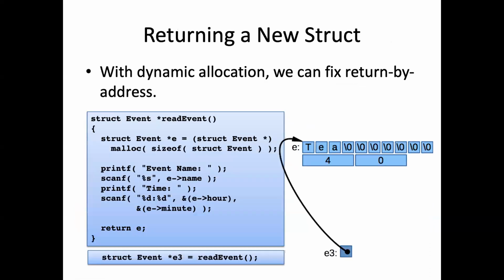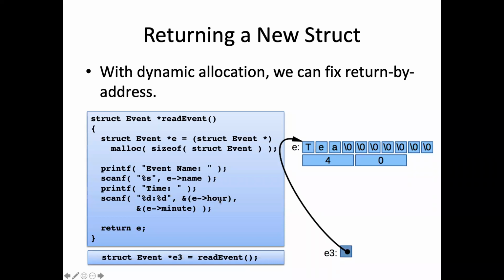So I could make a version of this function that worked with dynamically allocated memory in read event. Same code, I just had to wrap it across a couple of lines. malloc space to hold a struct, fill in its fields via a pointer to that memory. Syntax here is a little bit ugly because I have to go get its hour field. I use the arrow operator to do that because E is a pointer to a struct. So this gives me its hour field.